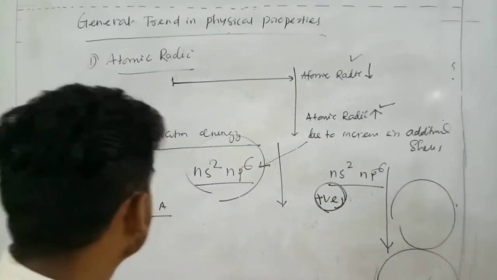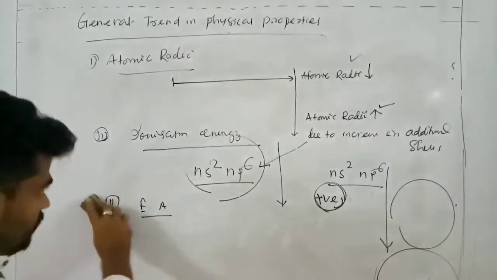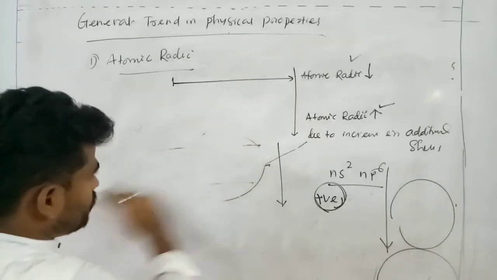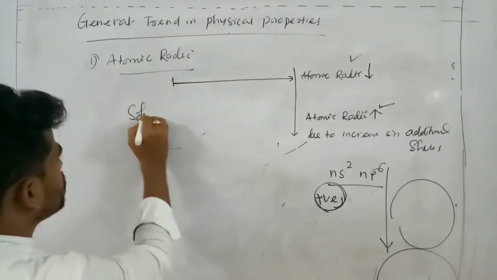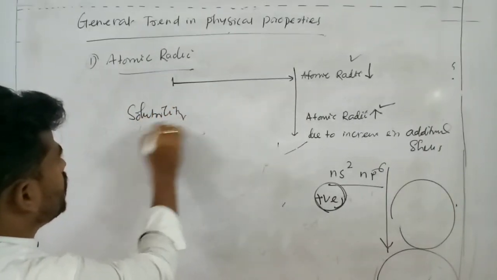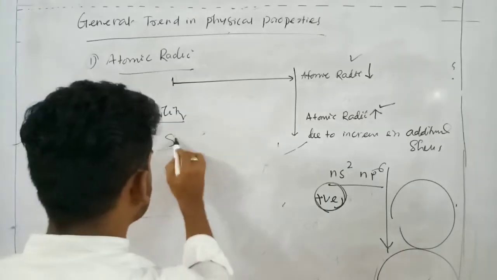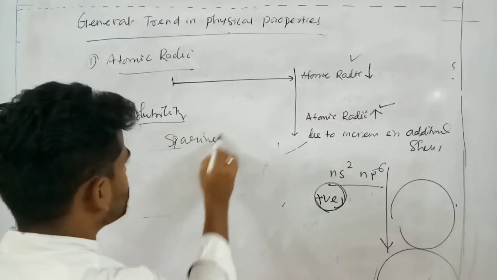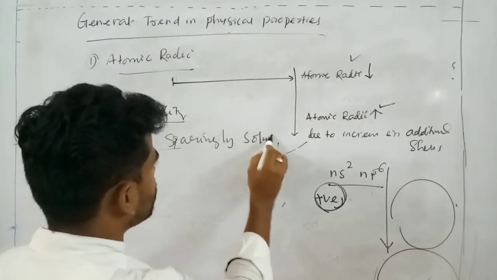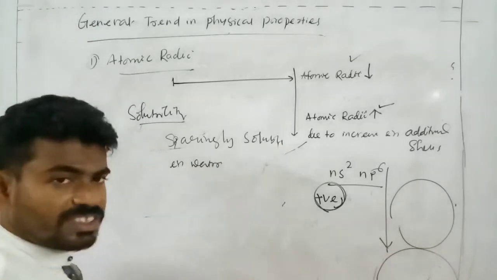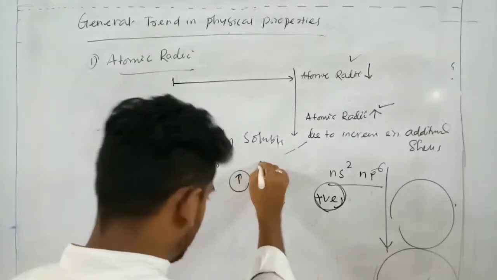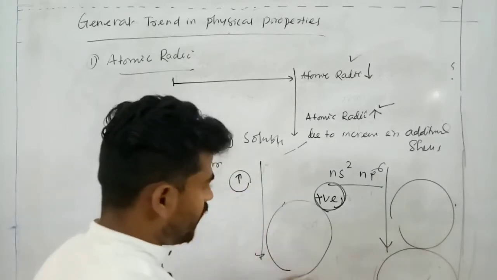Is that clear? So the next property is solubility. Regarding solubility, these are sparingly soluble in water. However, this solubility increases down the group due to increase in atomic size.